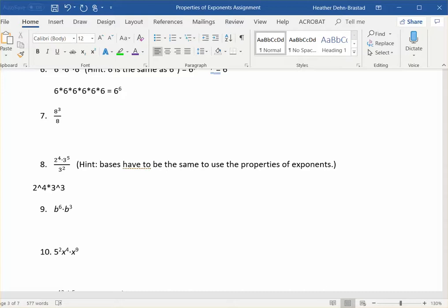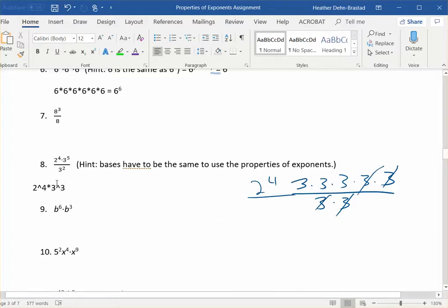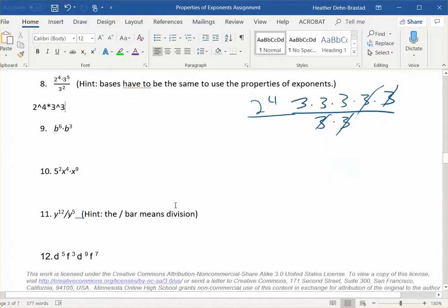You can also do it by writing out on the top, you would have 3 times 3 times 3 times 3 times 3. This is why this works. And on the bottom, we'd have 3 times 3. We still have 2 to the 4th on the top too, but we could cancel this 3 with this 3 and this 3 with this 3, and we have 1, 2, 3, 3 to the third power left. So altogether, this would be 2 to the 4th times 3 to the 3rd.